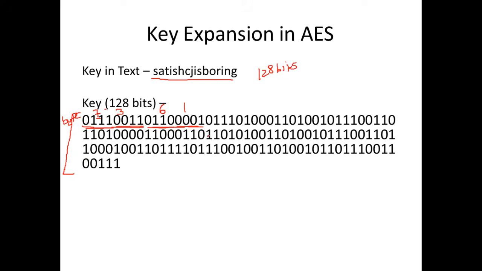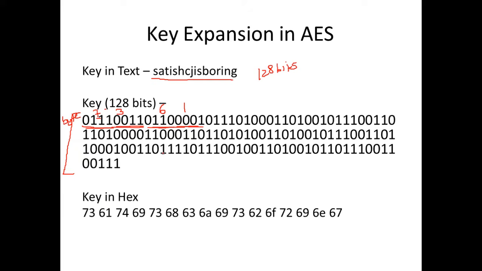Likewise, we can go and represent our key in hexadecimal. So each one here is a byte. So this is a byte, this is a byte. Why do I say it's a byte? Because it takes 8 bits. So this is a byte, this is a byte. So we have a total of 16 bytes here. Each byte is nothing but 8 bits.